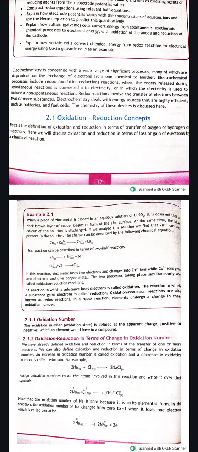So we already know that oxidation is basically the loss of electrons and the gain of oxygen, and when we talk about reduction, reduction is basically the gain of electrons and the gain of hydrogen. And here we have the example, that is example 2.1.